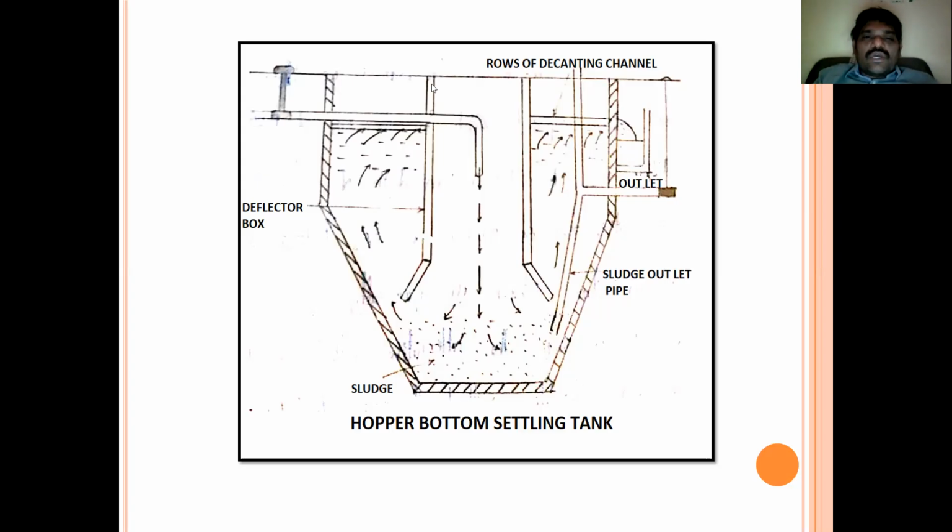Why these rows of decanting channels? These channels are meant to maintain clean water. It is a deflector box. This is called a deflector box, and the sludge goes from here through the sludge pipe. From the beginning, we have been observing there will be a pipe. By using that pipe, the sludge will be taken off from the tank.